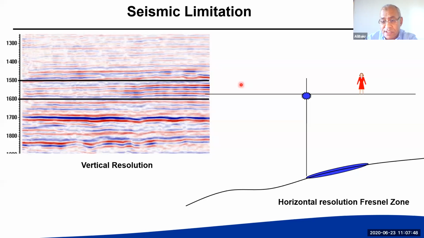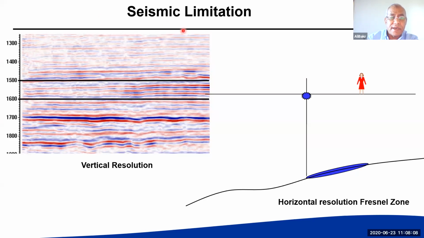If the bed is not extended, you cannot see it. If the bed is extended, you could see it. So this is what we call seismic limitation. Also, the thickness of the bed. If the bed is very thin, sometimes you cannot see it. There are some mathematical relations that will tell you how far you can see in the subsurface.